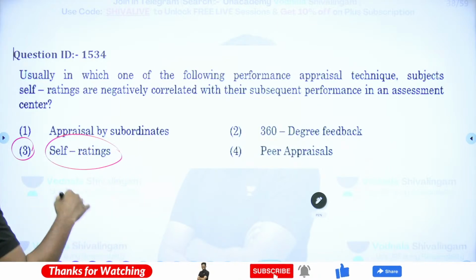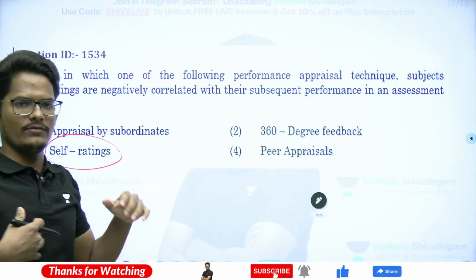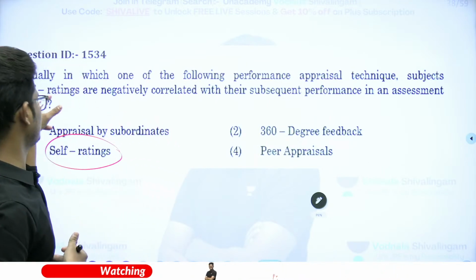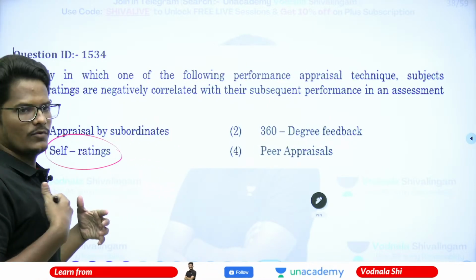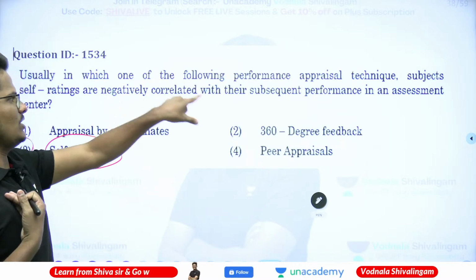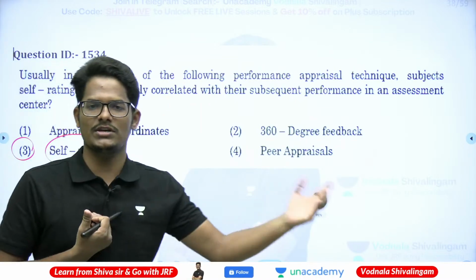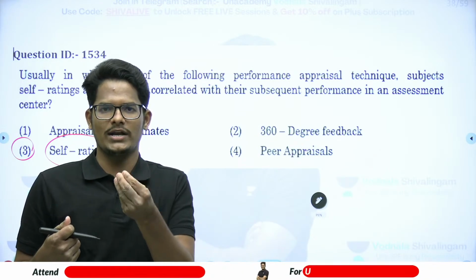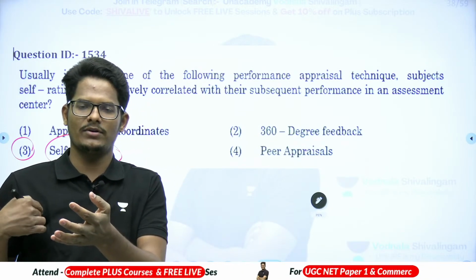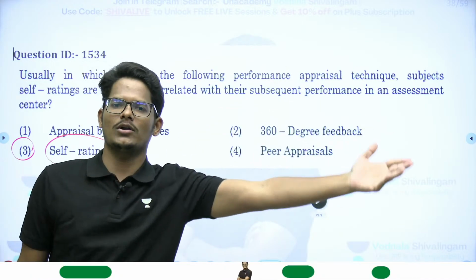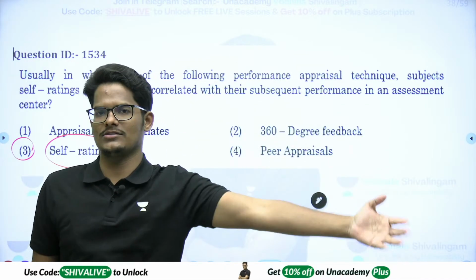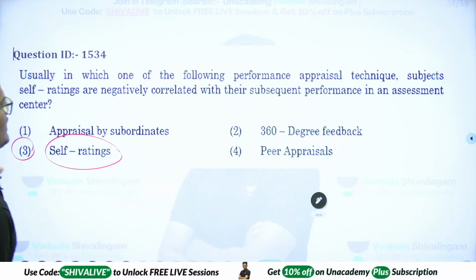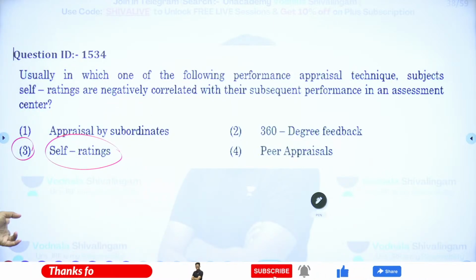So our own rating for our performance is negatively correlated with the subsequent performance, because in the future we may perform better. Now we are giving 2 out of 10, I gave marks to myself. Later, tomorrow if I perform better, it may go to 8 also, it may go to 9 also. That is what self-rating is, the one which is changing in the performance appraisal.